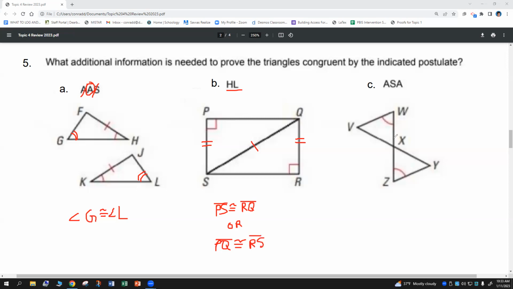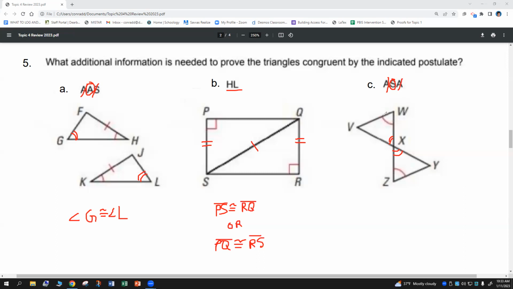Okay, C, we can add in our vertical angles. So I'm going to put 2 arcs here and 2 arcs here. That gives us 2 pairs of angles, which means we need a pair of sides. So the sides need to be between the 2 angles, and they need to be the included side.